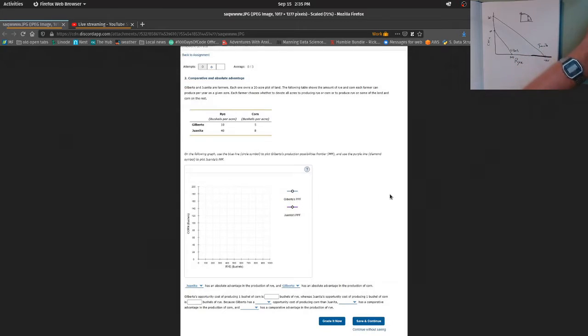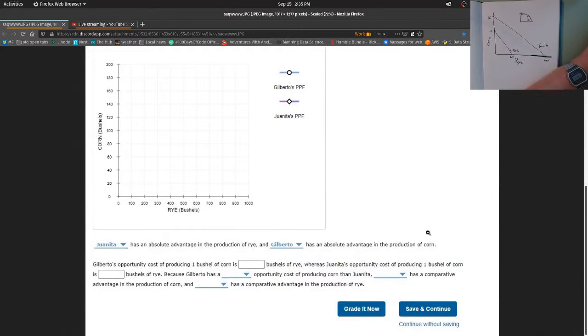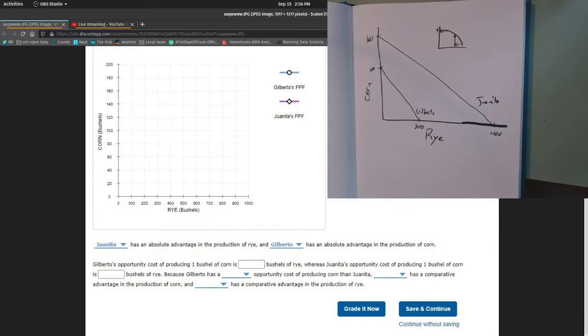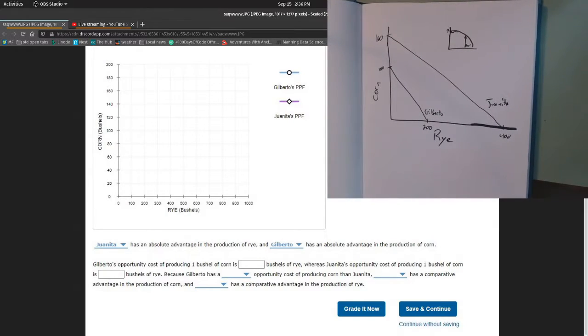So let's take a look at the rest of the question. Now, absolute advantage is something the textbook's going to talk about. I try to emphasize, actually, let me expand my picture a little bit so you can see that better. Absolute advantage absolutely doesn't matter. It's a thing that you can learn. You can find out what is absolute advantage. And in this case, Juanita has absolute advantage in rye and corn. She is able to produce more of both. But if she wanted more of either one, she would have to give up the other one.